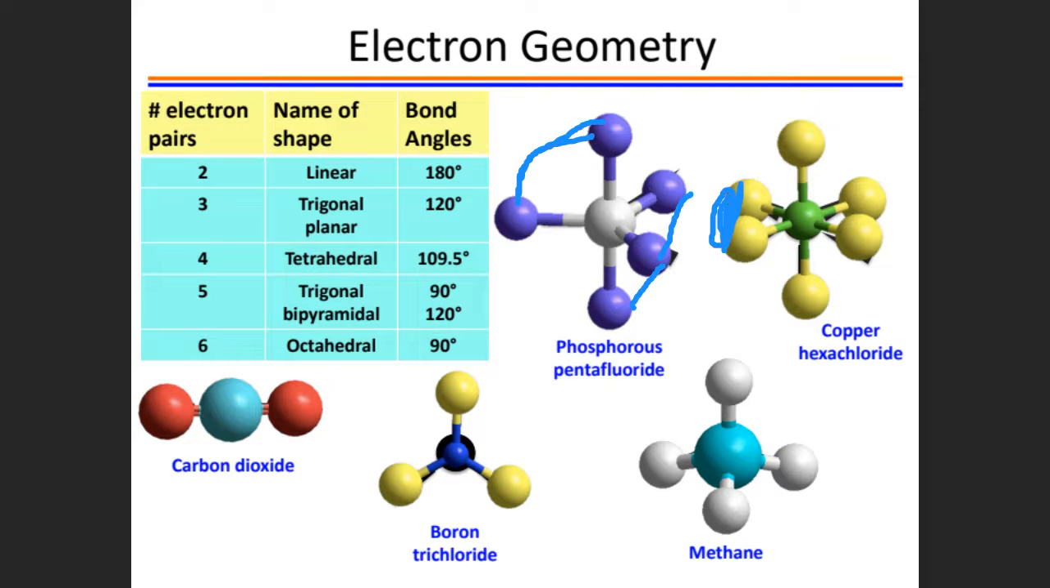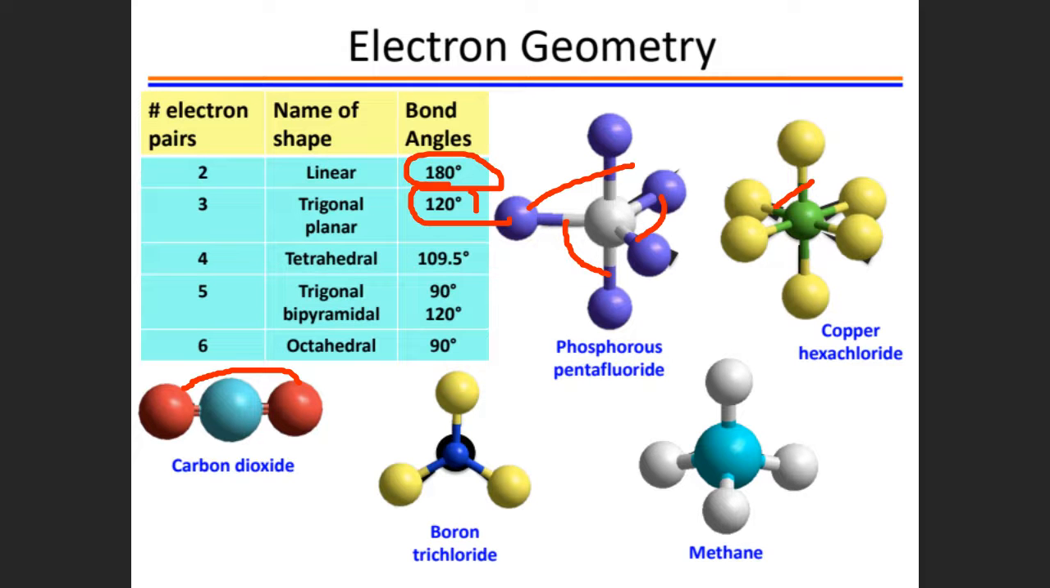Now let's see the electron geometry. You need to check carefully which one is which angle. Let's take the red one. What is its angle? Linear, trigonal, tetrahedral, planar. Here we have some angle, here we have some angle, here we have some angle, here we have some angle. So on the basis of the angle, we have different shapes.